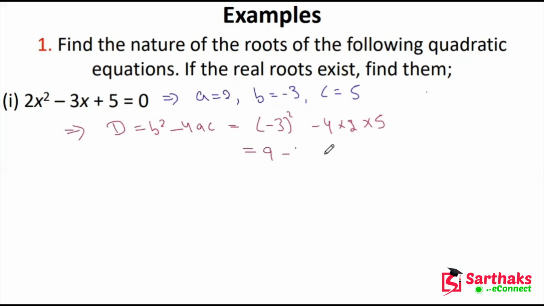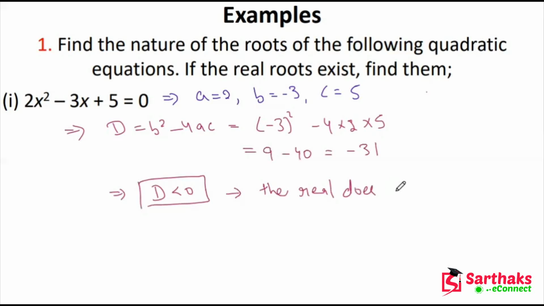Okay, and we get minus 31. So this is D, which is less than 0. So the real roots do not exist. We can write it. Okay, so there is no real roots. Okay, I hope you get this point.